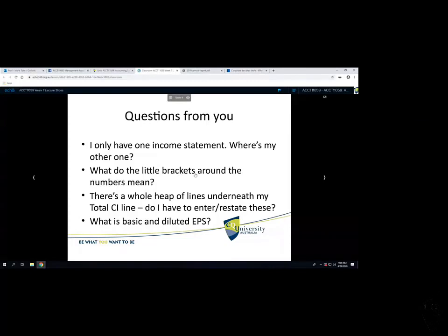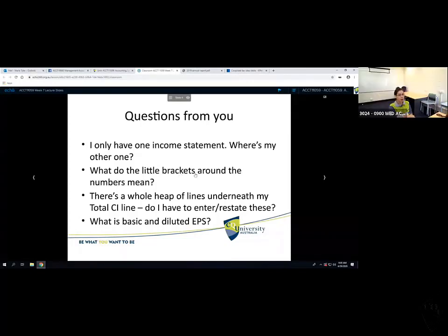Okay, what do the little brackets around the numbers mean? Well, they can mean a few things. Most of the time it just means it's a negative or an outgoing or an expense, okay? But not necessarily. Some balance sheets use the brackets to represent credits. So just because you've got little brackets around your numbers doesn't necessarily mean that it's a negative, although most of the time it does mean that.